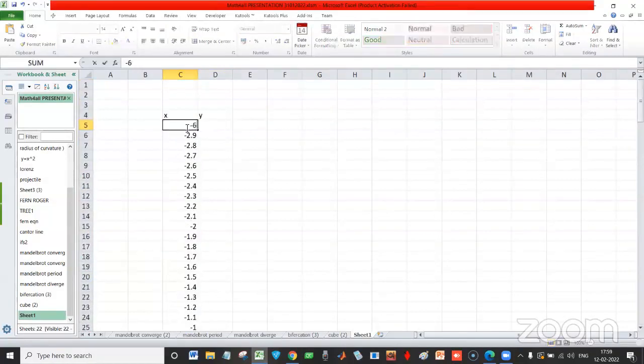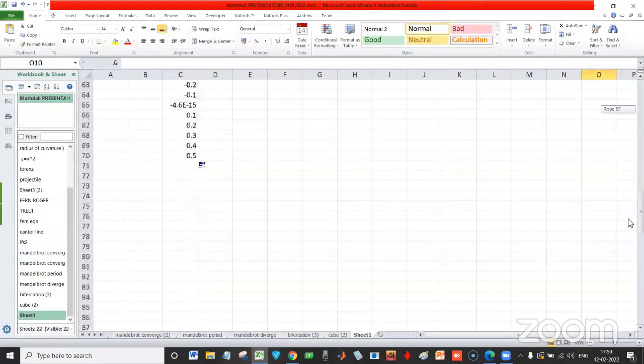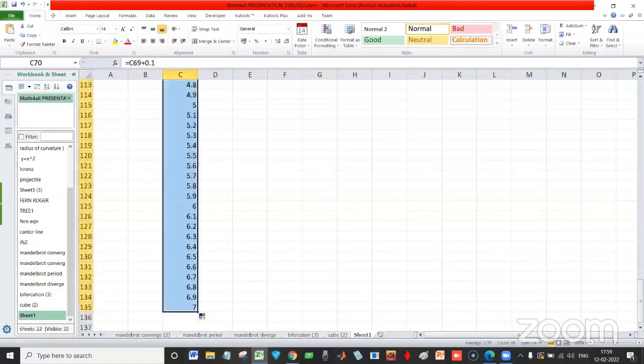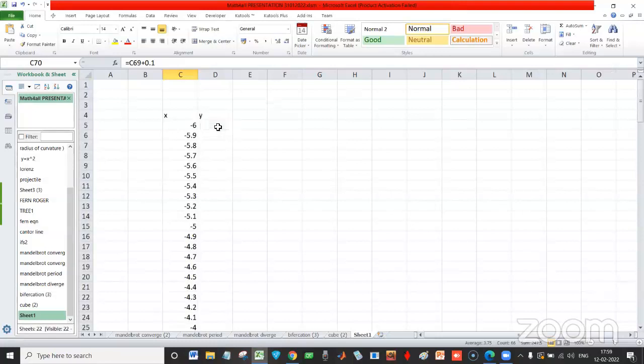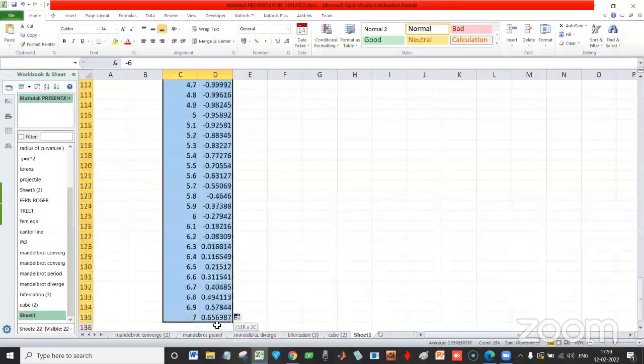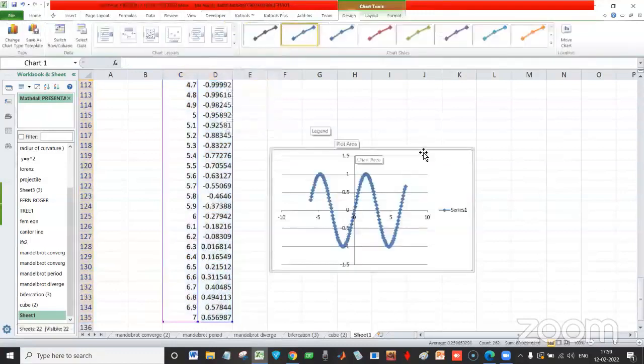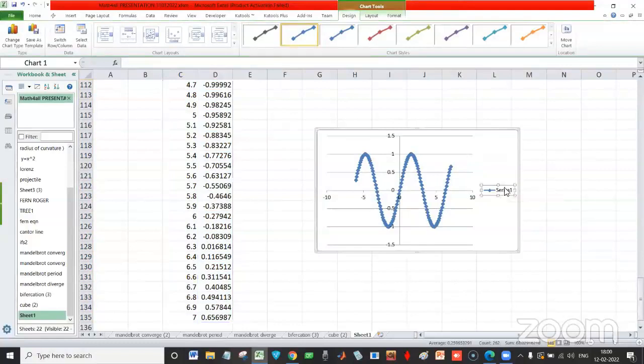Let us do it for a sine curve. That will appear very nice. So y is equal to sin x. Select these two and insert the scatter chart. So you see that it has nicely plotted this chart. Very simple way.